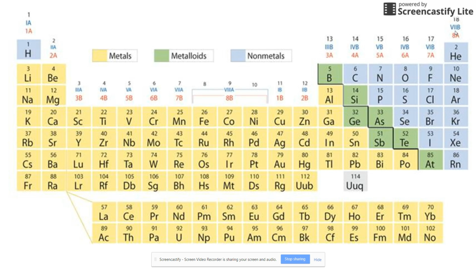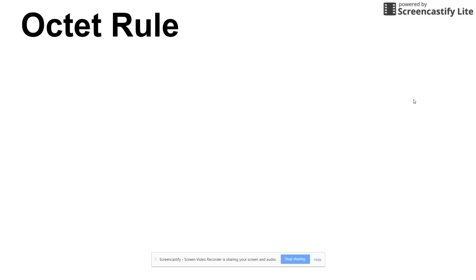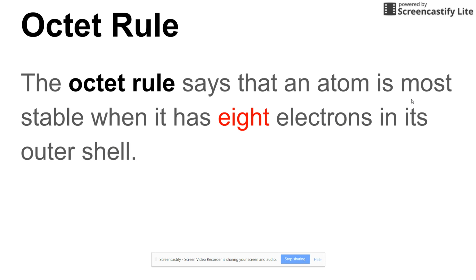The only exception for group 18 is helium. It's a very small atom, and it can only have two electrons around it. It can't house any more because it's so small. Okay, the next thing you need to know is about the octet rule. The octet rule states that an atom is most stable when it has eight electrons in its outer shell.